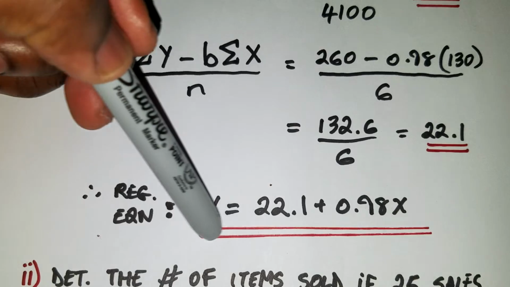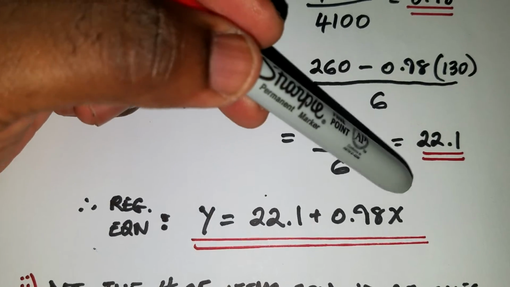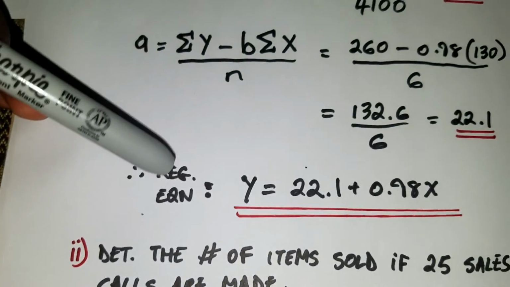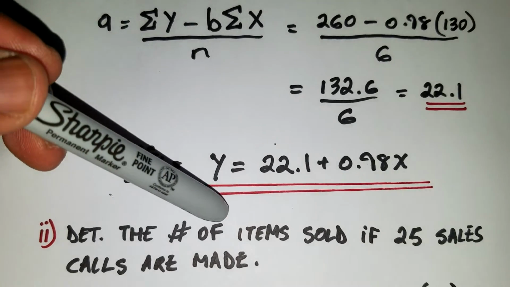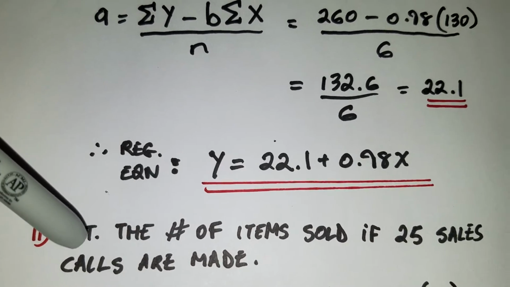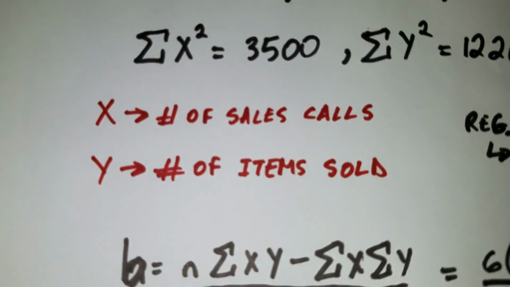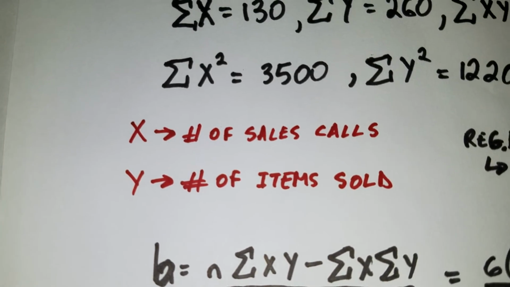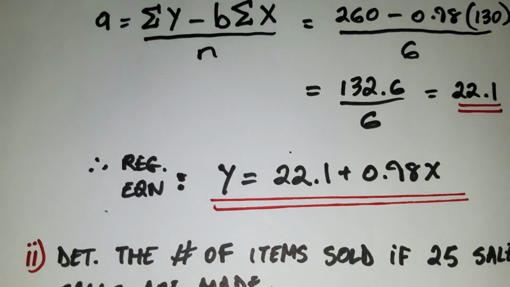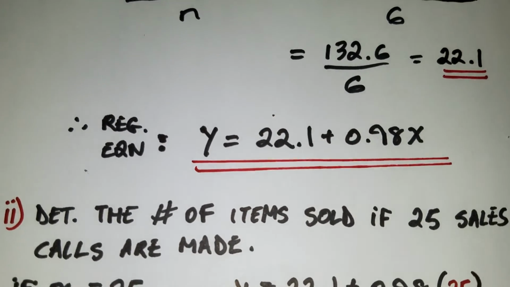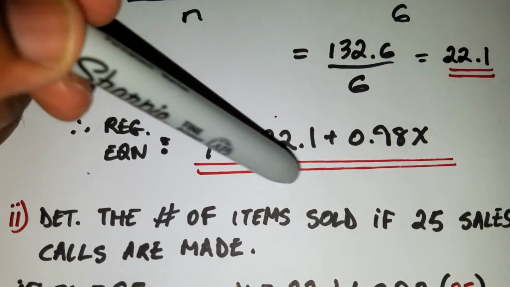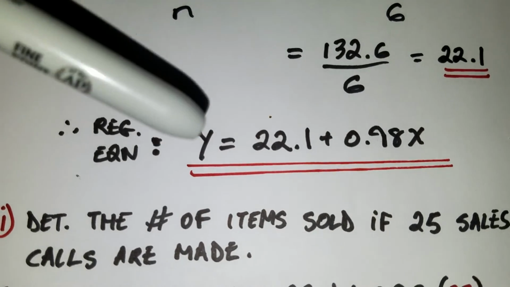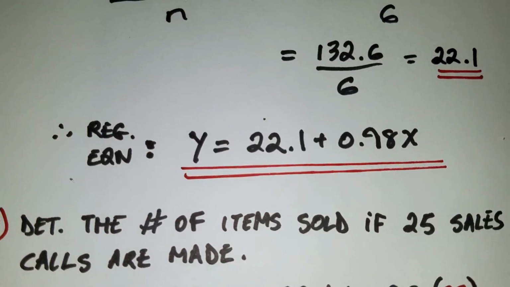And we can use this equation to now find any variable given that we have a particular situation. As we see in this example, it says determine the number of items sold if 25 sales calls are made. Now remember, number of sales calls is represented by x, the number of items sold is represented by y. So they want us to find y given that x is 25.